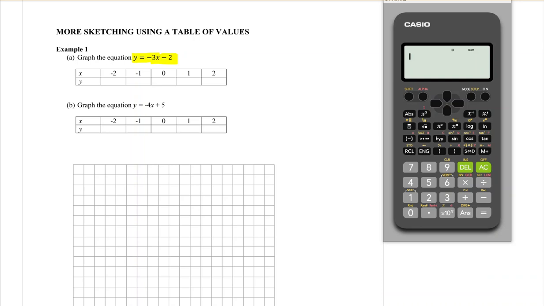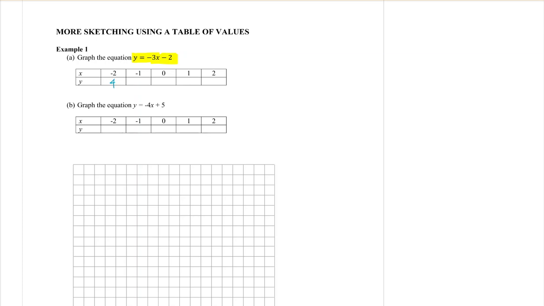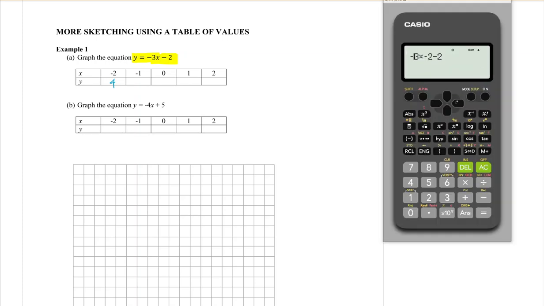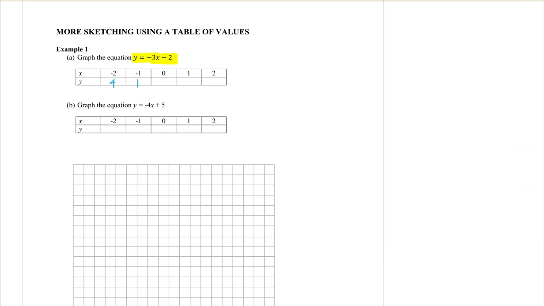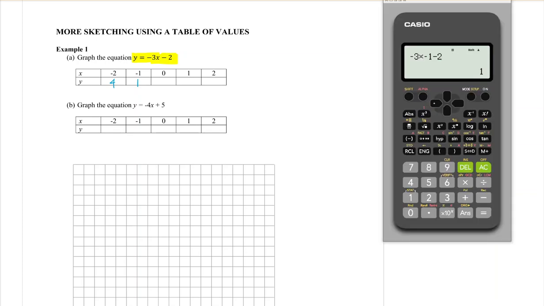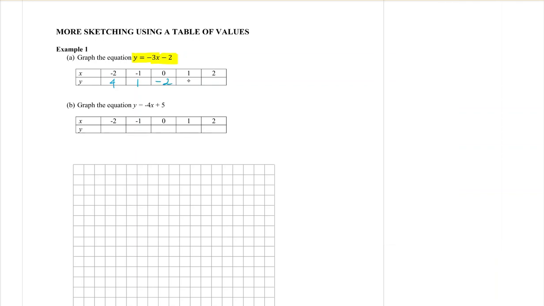On our calculator we're going to type in minus 3, and then we need to times that by our first x value, which is minus 2. And then we need to minus 2, which is the end of the equation. Press equals, and that's equal to 4. Then we change the minus 2 to a minus 1, which is going to be 1. And you keep filling in the table. Change the minus 1 now to a 0, and we get minus 2, and then it would be minus 5, and then it would be minus 8.